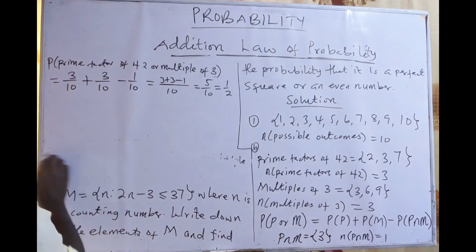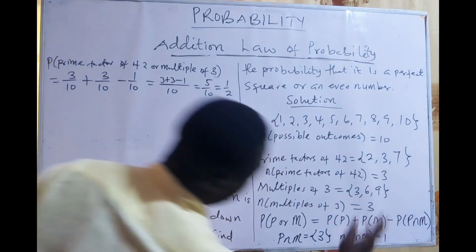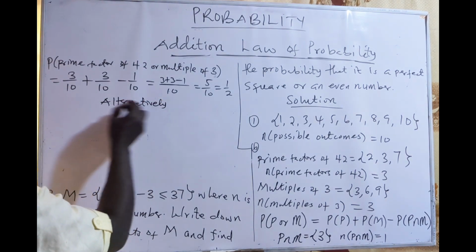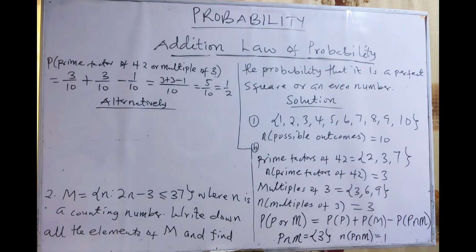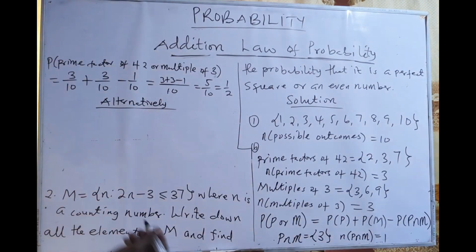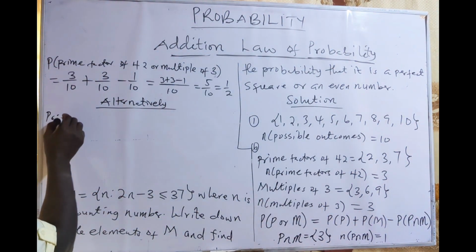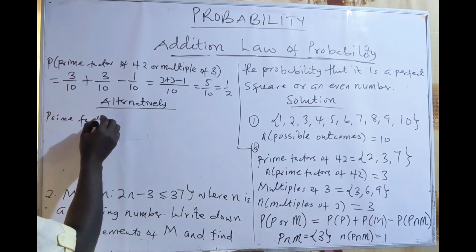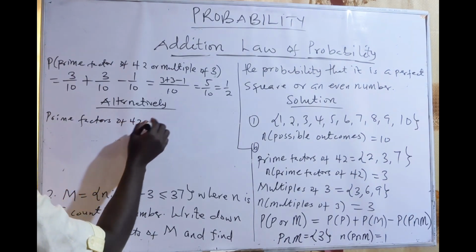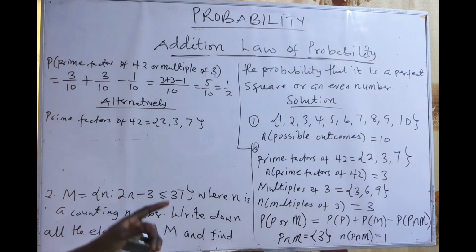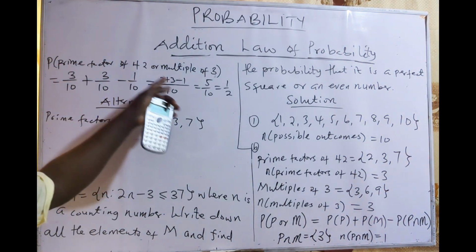Alright. There is also a simple way you can work this question without going through all this formula. You can work this question in a simpler way. What you just need is to list the prime factors of 42. So prime factors of 42, we have 2, 3, 7. The question said we should find probability of a prime factor of 42 or multiple of 3.